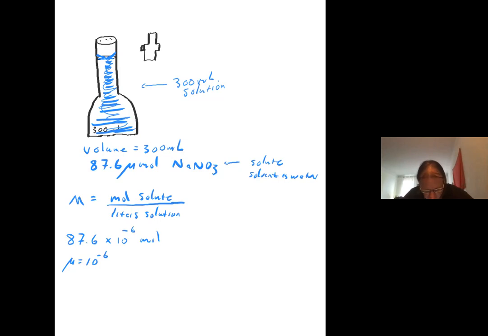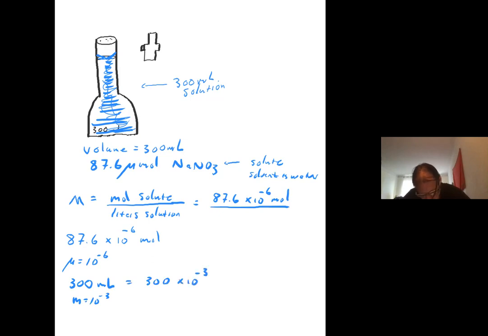So we know the number of moles, 87.6 times 10 to the minus 6 moles. Divide that by the number of liters. So that's your solution there. But it's not in liters, it's in milliliters. So we say, hey, 300 milliliters. Okay, what is milli? Milli is 10 to the minus 3. So that would be 300 times 10 to the minus 3 liters per milliliter, 300 milliliters.